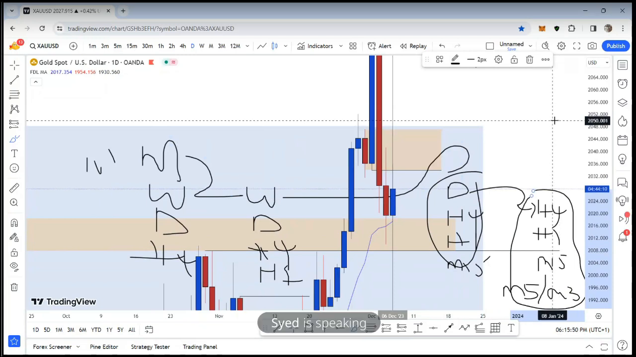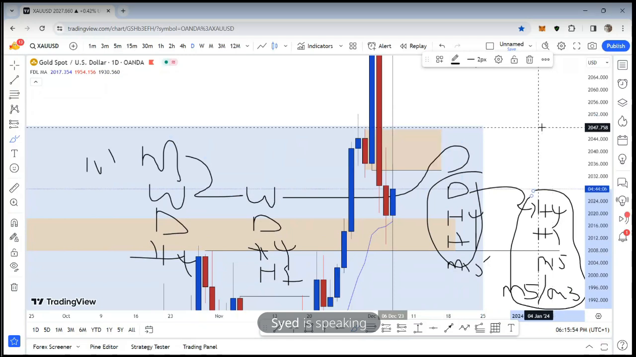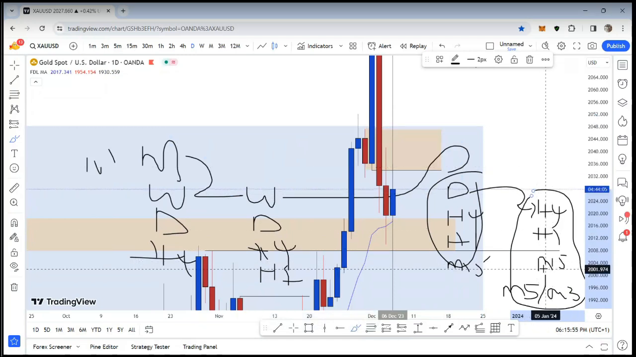Is that clear? And why not M30, brother? Can we use M30 instead of M15? Yeah, sure. No. Don't make that mistake.